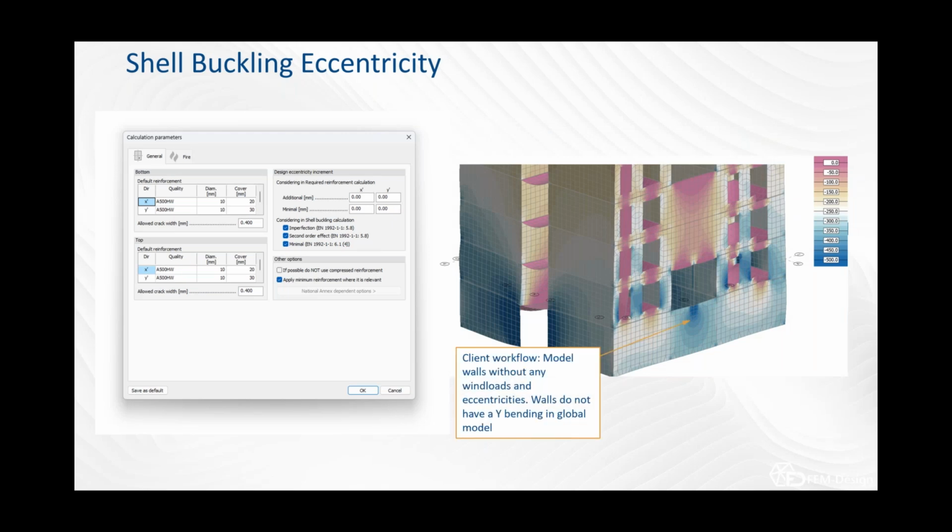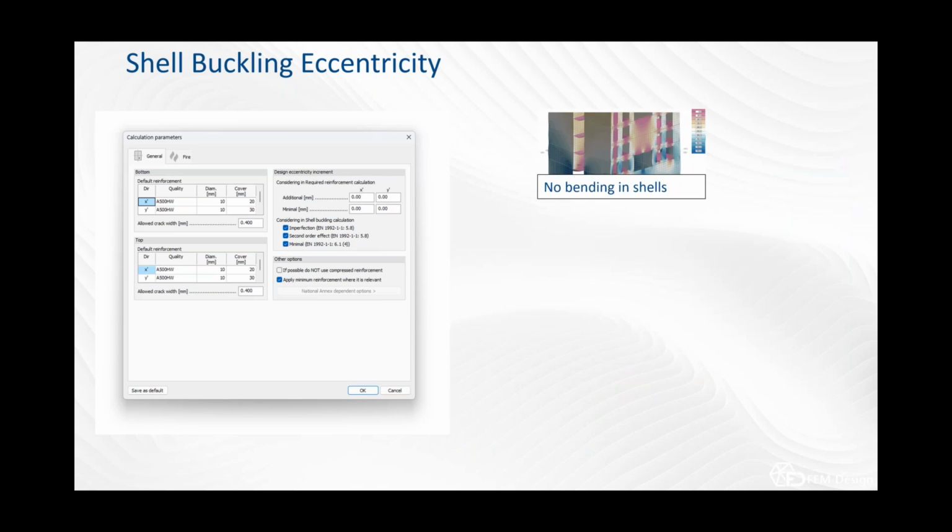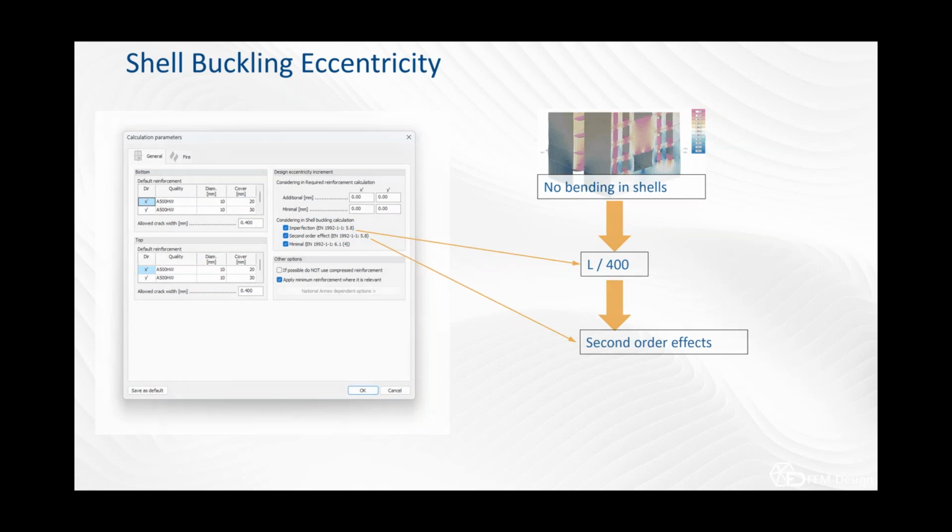And this was a client workflow. So model walls without any wind loads and eccentricities. Walls do not have a Y bending in a global model. So what goes in it? The second order effect and L divided by 400.